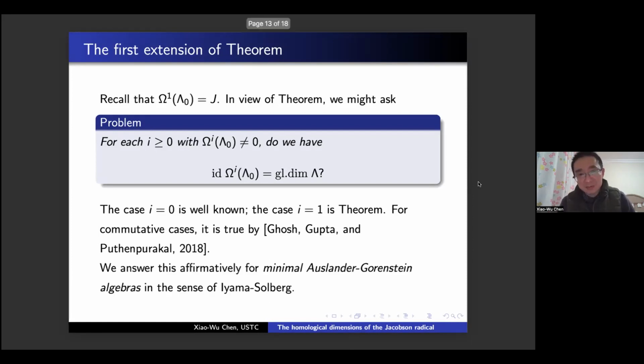Next. So we answer this question affirmatively for two classes of algebras. Sorry, this slide is not updated. But anyway, we proved that for certain Gorenstein algebras and also for minimal or standard Gorenstein algebras in the sense of Iyama and Solberg, which by definition are either self-injective or Gorenstein algebras whose dominant dimension equals the self-injective dimension. But in general, we don't have a good answer to this problem. So it looks of interest.